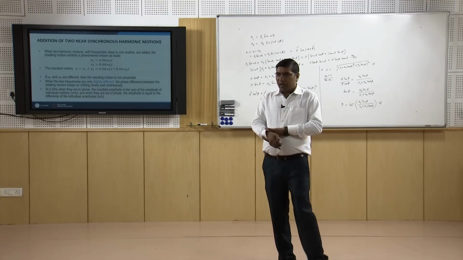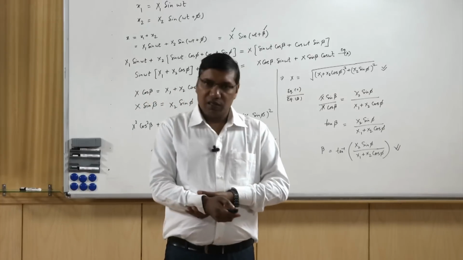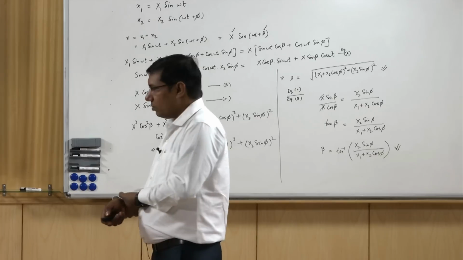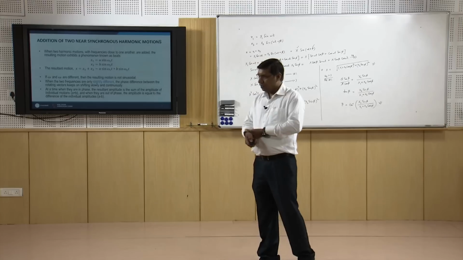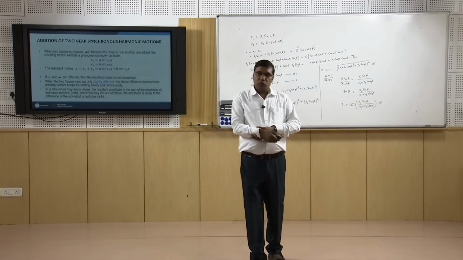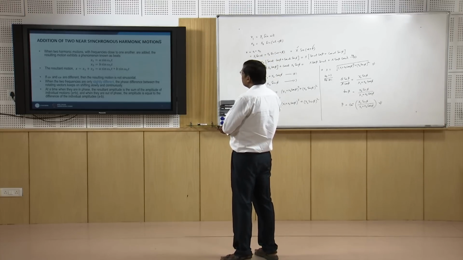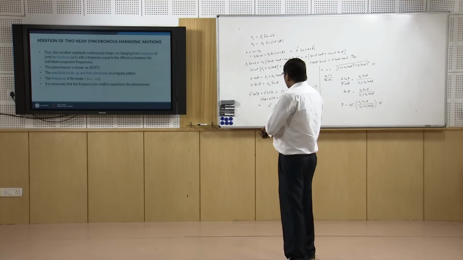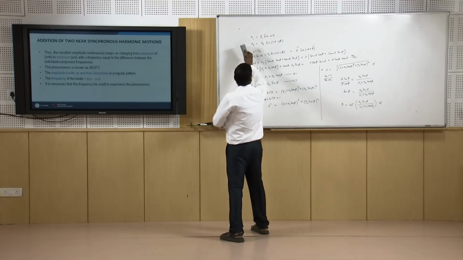So at a certain instant of time, when they are in phase, the resultant motion is maximum, that is the amplitude is maximum, that is a plus b, the sum of the amplitudes. And when they are out of phase, the amplitude is minimum, and that is the difference of the two amplitudes of the two motions. So we will now write the equations for the beats phenomena.